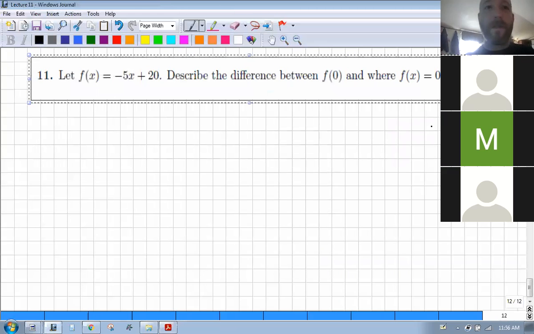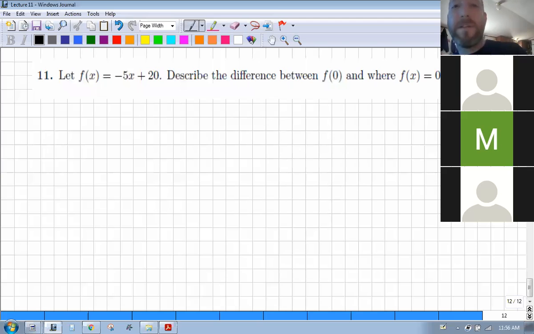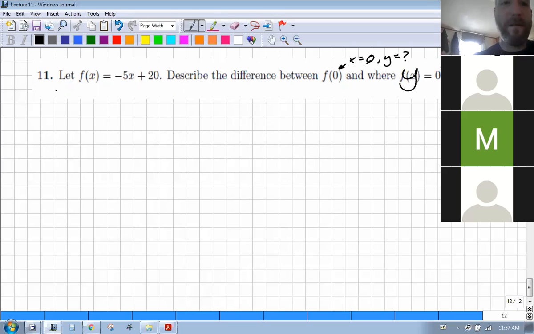All right. Let f of x equal -5x plus 20. Describe the difference between f of 0 and where f of x equals 0. All right, this one they're saying x is 0. X is 0. What's y? This one they're saying y is 0. What is x? Right? F of x is y. Does that make sense? F of 0, take x and replace it by 0.